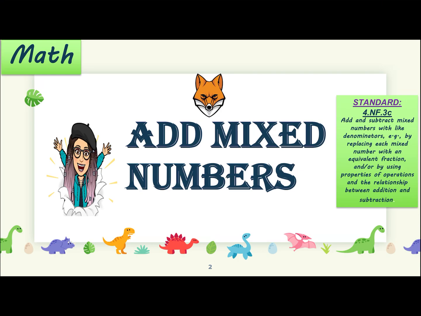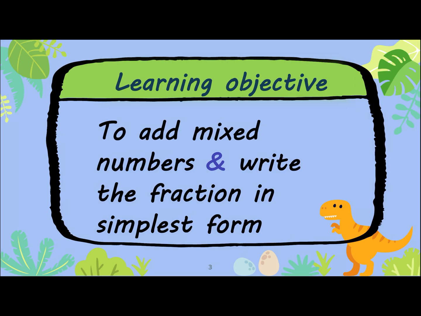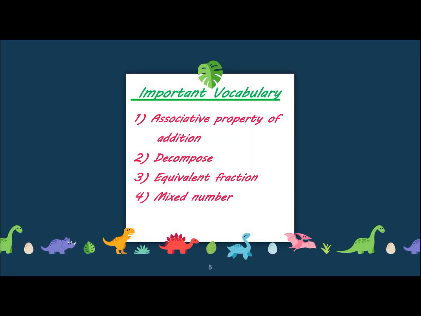Today our topic is adding mixed numbers, and we are still on standard 4NF3C. The learning objective is to add mixed numbers and write the fraction in the simplest form. Now let's start with our lesson vocabulary. Important vocabulary of this lesson are associative property of addition, decompose, equivalent fraction, and mixed numbers.